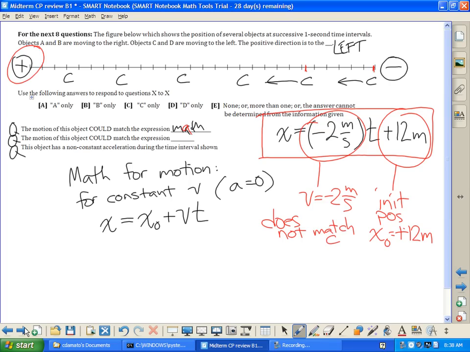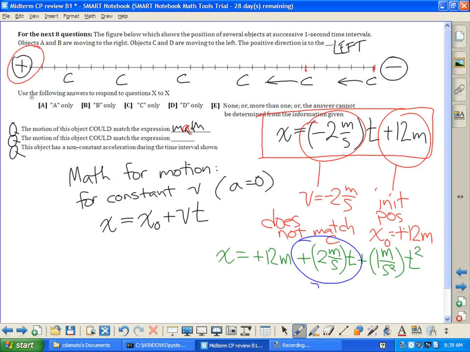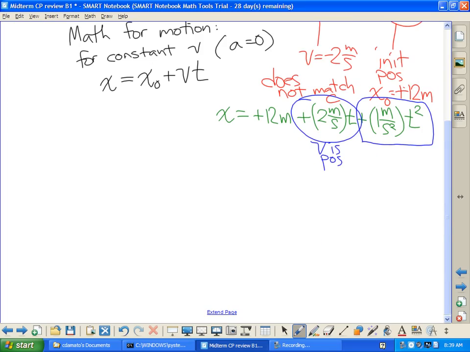Let's try another one. Let's change it just a little bit. Could this expression in green match the motion of C? You're tempted to initially think so, because very cleverly, you notice that now the velocity is positive. But what's this term here? What does that tell you? Yes. This reminds us that this expression does not represent an object moving with a constant velocity.